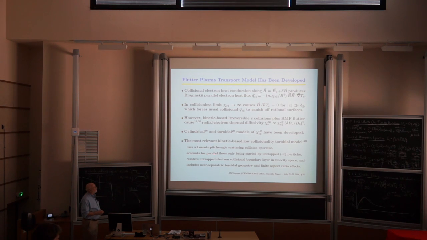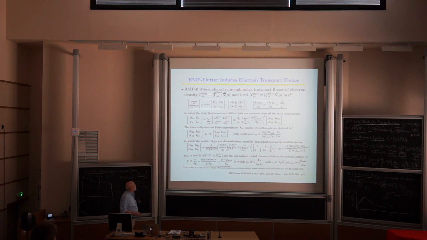We accounted for parallel flows only being carried by untrapped particles. That means particles that can circulate the machine. They're not held in by the magnetic well of going from the outboard to the inboard side. It turns out there's a boundary layer in velocity space that you had to take account of. And all this stuff is very near the separatrix. So the geometry is near-separatrix geometry, and so it's definitely not a simple cylindrical one and so forth.